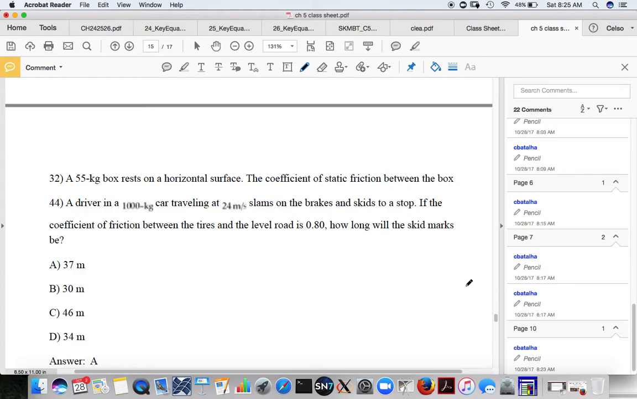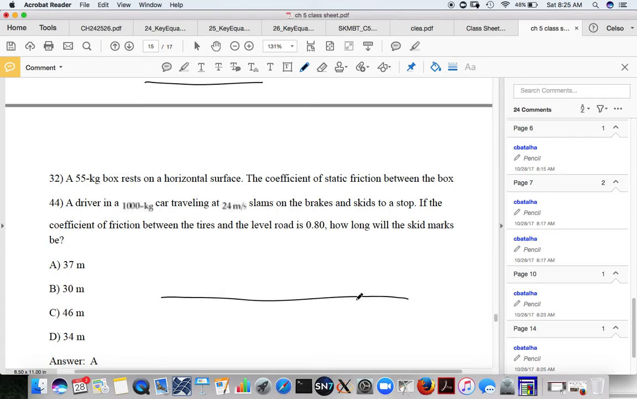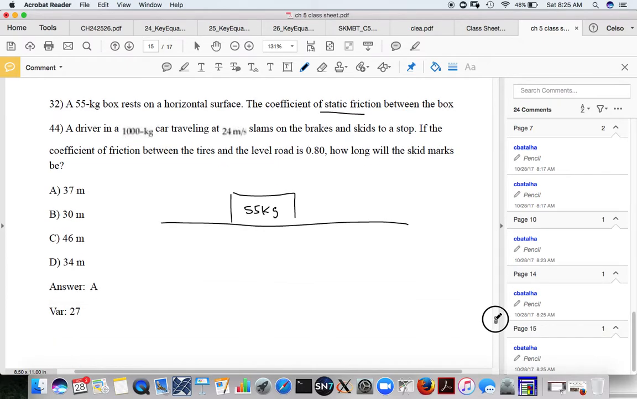So you have a 55 kilograms block that rests on a horizontal surface. Coefficient of static friction between the box. Oh, what happened here? I think I cut that one. Sorry.